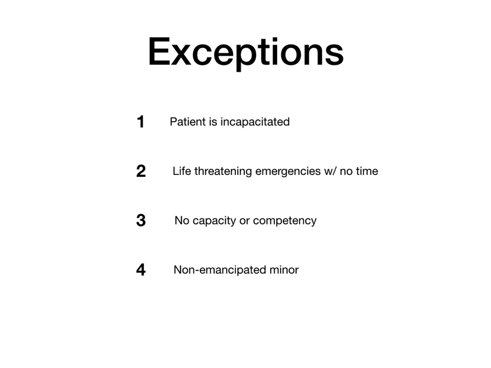Number 4 is you're dealing with a non-emancipated minor. So we're going to talk about what it means to be an emancipated minor in a future video. But if you're a non-emancipated minor, then the informed consent does not come from you as the child or adolescent. It comes from your parent or legal guardian.